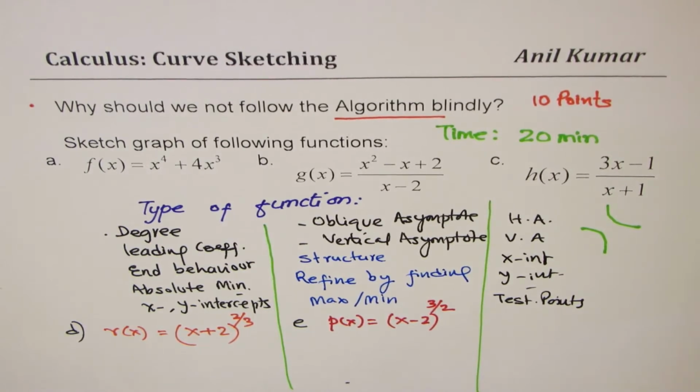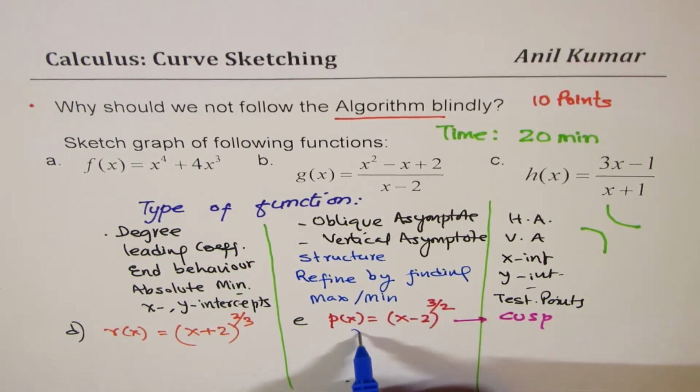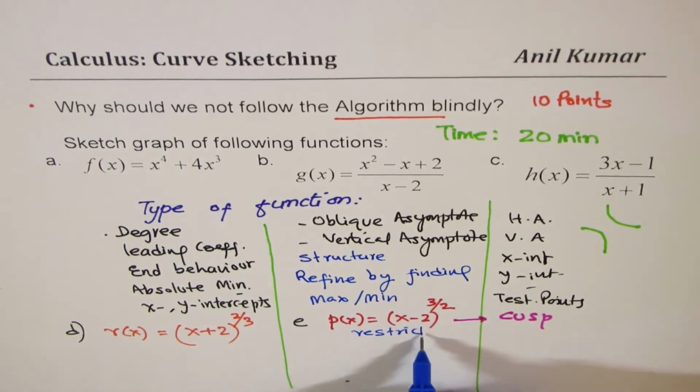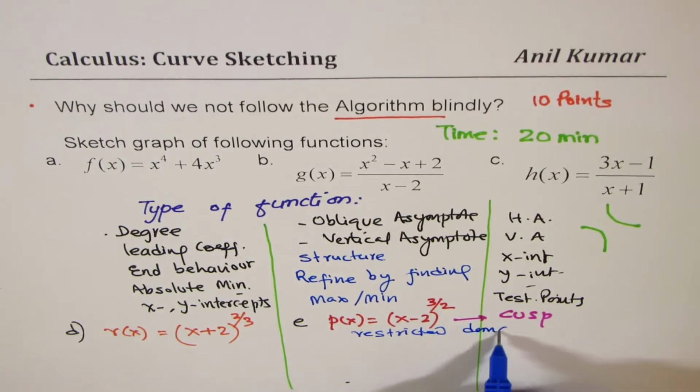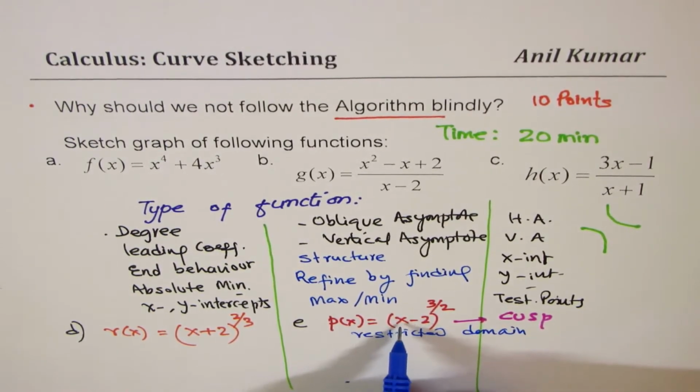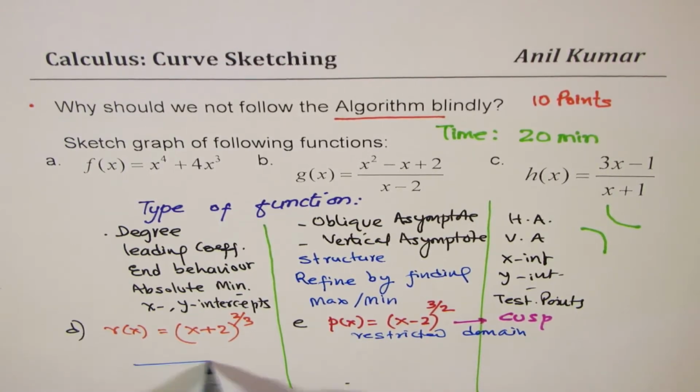So as soon as you see the radical powers, what is important here to understand is that we are looking for a cusp or a corner. Do you see that? Cusp or a corner, which becomes very critical. Now, if the radical is 3 over 2, you're also looking for a restricted domain. Is it okay? Domain should be greater than or equal to 2, right? Now with that in mind, you can actually sketch both these graphs very easily.